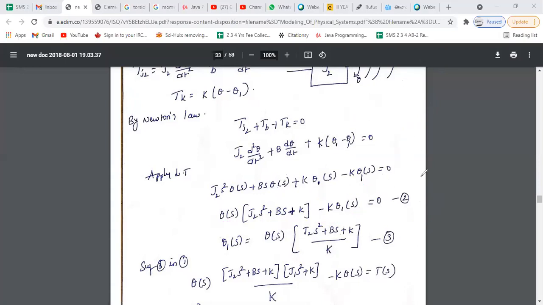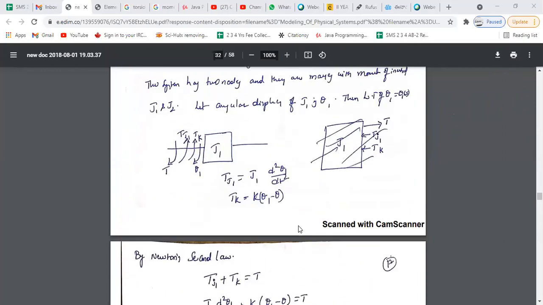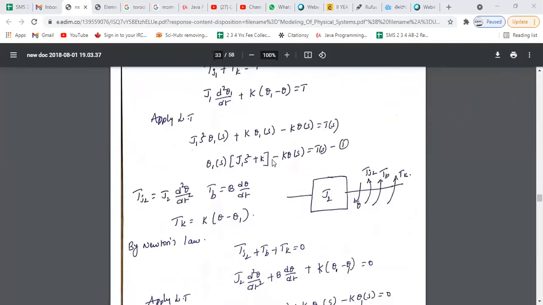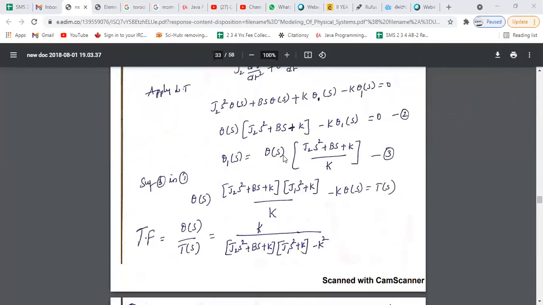But what is the transfer function? What is the transfer function we want? Theta of s by tau of s. Right, theta of s by tau of s. So for that, we should eliminate the theta 1 of s term. In the second equation, I mean not the first equation, we have the theta 1 of s term here. To eliminate it, we took theta 1 of s in terms of theta of s.